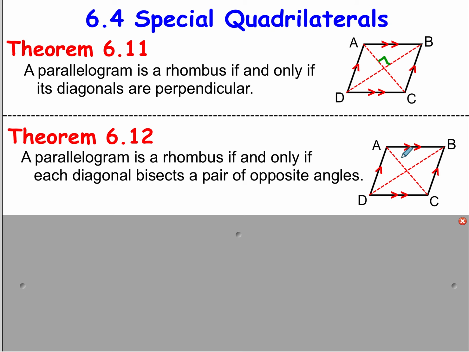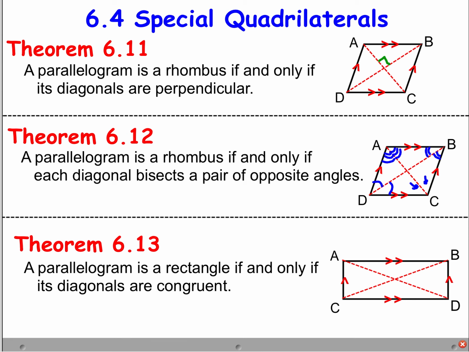One other way we could prove is if each diagonal bisects a pair of opposite angles. Here is one angle, and what this is saying is that this diagonal is bisecting both angle B and angle D. So it's cutting these angles perfectly in half. So that angle right there is congruent to that angle. And this angle right here is congruent to that angle. Likewise, I'll draw these over here. This angle, because it's being cut in half by this diagonal, is congruent to that one. And I'm not going to draw this one down here, but you get the picture. This angle here will be congruent to that angle there because it is a rhombus.